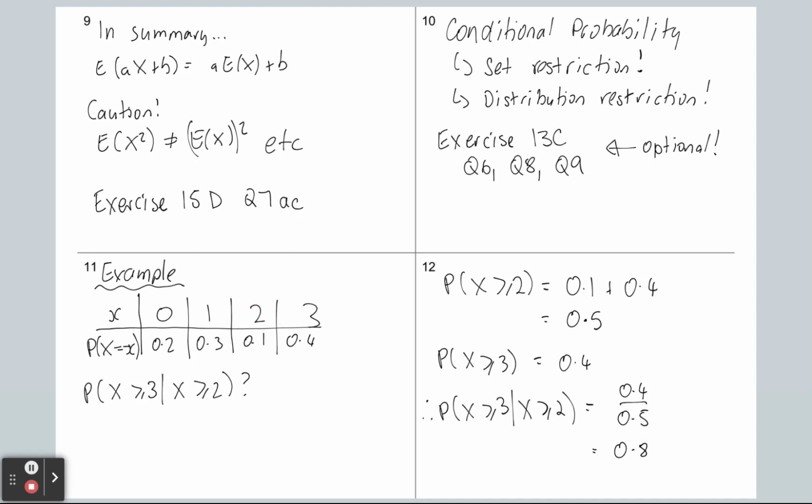That's it. So if you want to have a go at doing exercise 13C, questions 6, 8, and 9, please feel free to do so. At least have a look at them and make sure that the kinds of questions being asked here are ones that you could answer. But if you're happy with it, there's no need to do anything further.